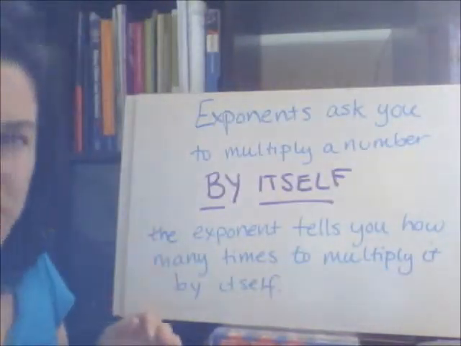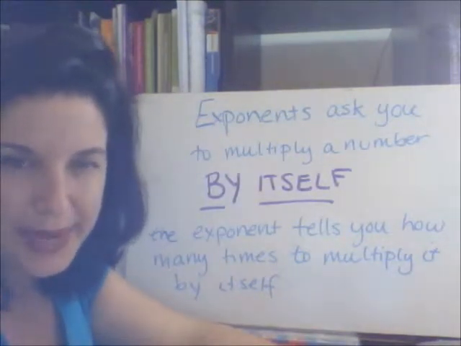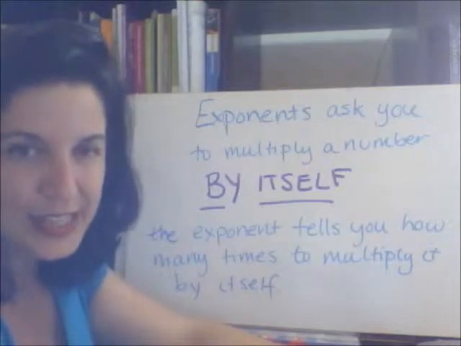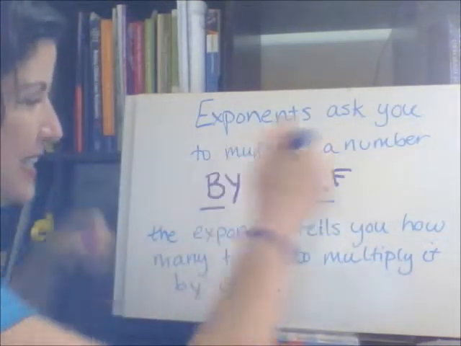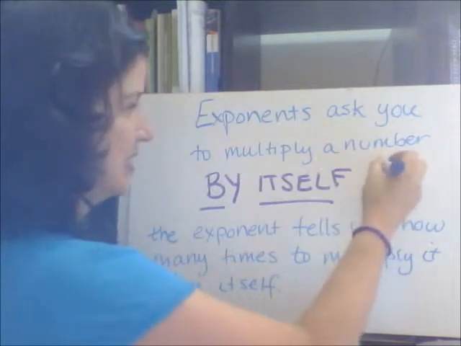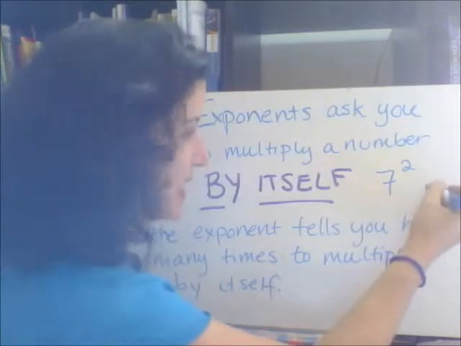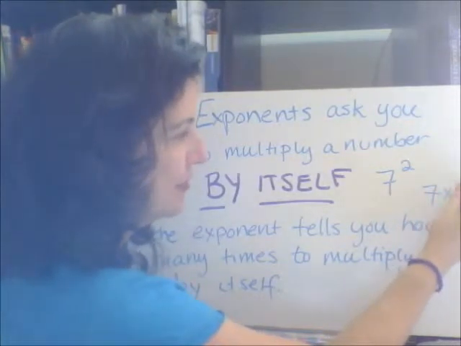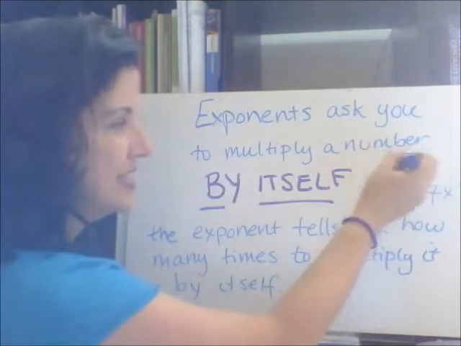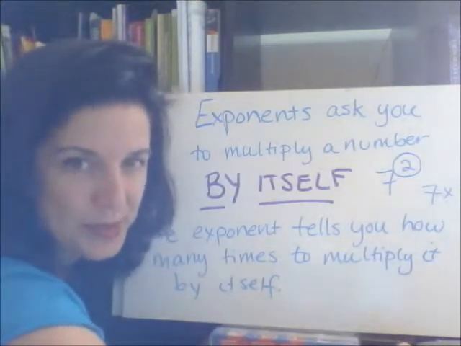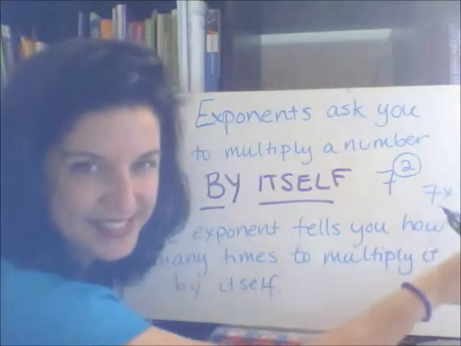Exponents are an operation that asks you to multiply a number by itself. In other words, multiply it times it. So if you've got a number that says 7 to the power of 2, it's asking you to multiply 7 by itself. How many times you multiply it by itself has to do with that number up there, the exponent number. Since it says 2 up there, you multiply it by itself twice.